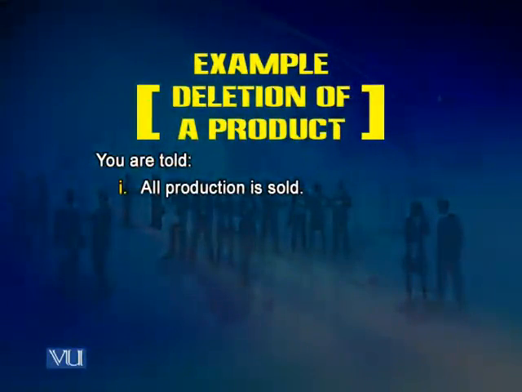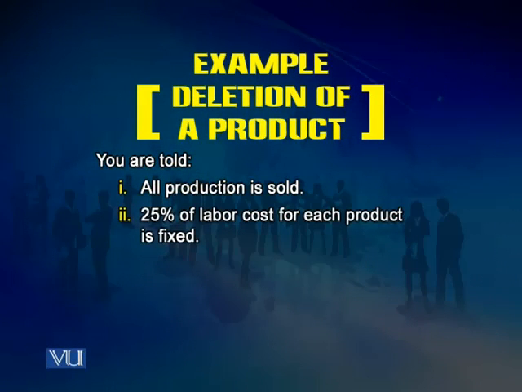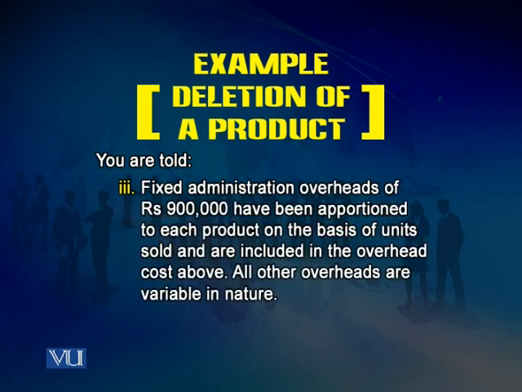You are told, 1, all production is sold. 25% of labor cost for each product is fixed. Fixed administration overheads of 900,000 have been apportioned to each product on the basis of units sold and are included in the overhead cost above. So these are fixed office administrations overheads, 900,000, they have been apportioned to the different products.